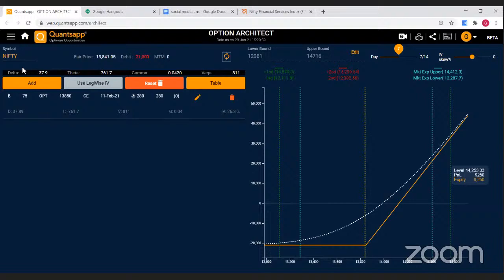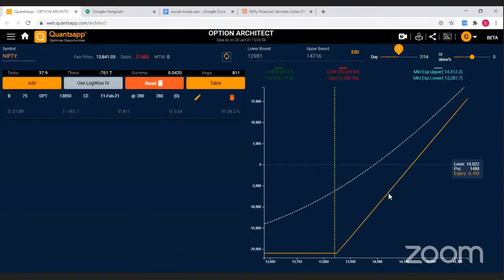So आज my underlying, I have the 13,850 at the money call. Fair price is 13,840, nearby. I can see for making profit today, if I am standing here with the 13,850 call option, I just need a movement of around 50 to 60 points to be in the money to make me profit.